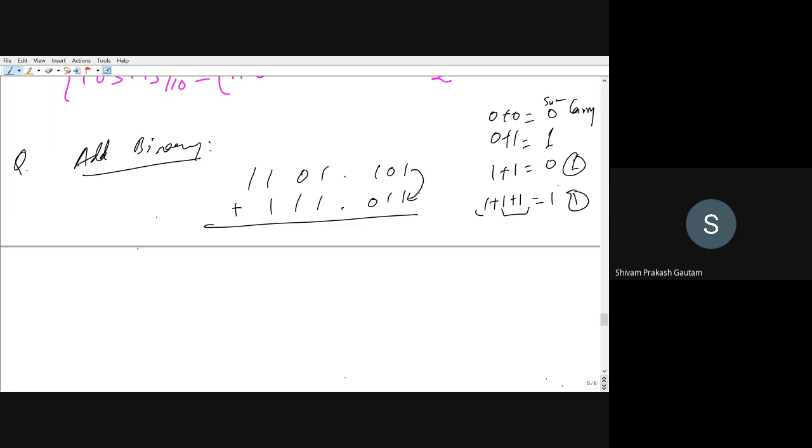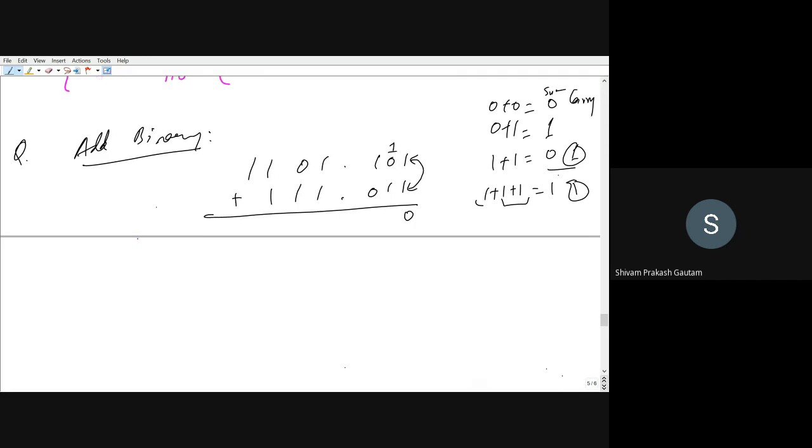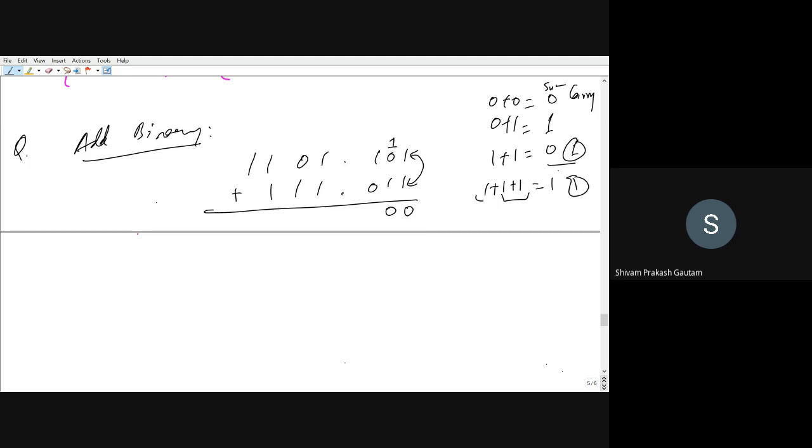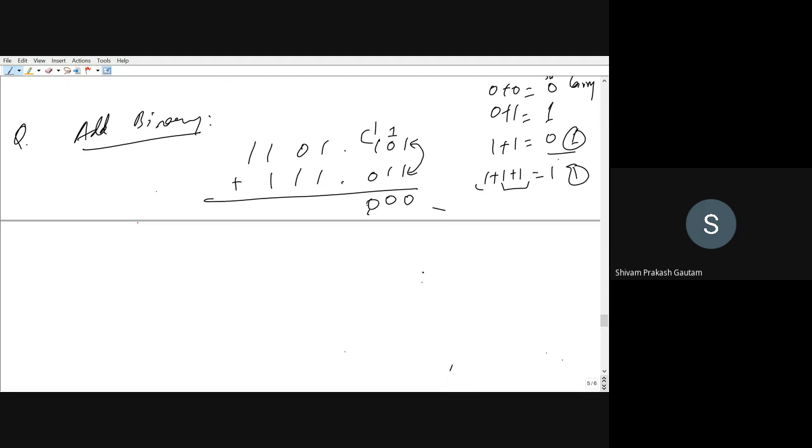So 1 plus 1 will be equal to 10, sum is 0, and carry will go to this place. Here 1 plus 0 plus 1 will be equal to 10 again, so 0, and 1 will go above. Then 1 plus 1 will be equal to 10, that will be 0, and carry will be 1, which will go here.